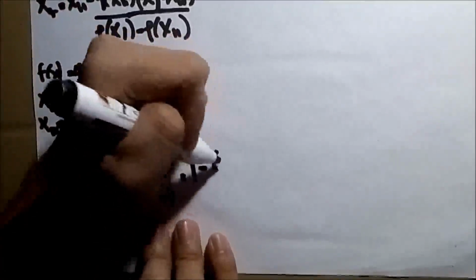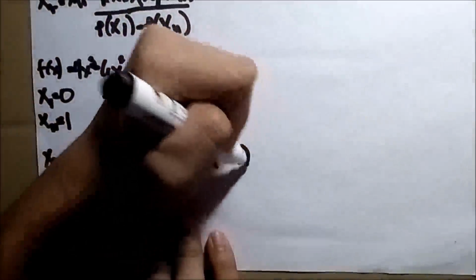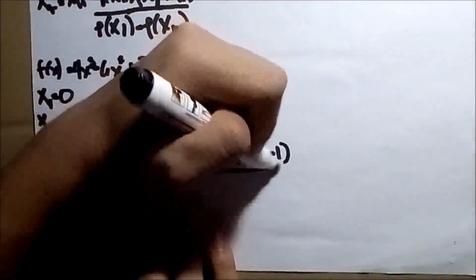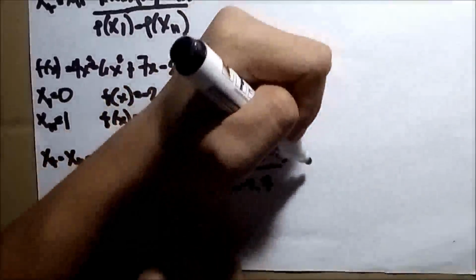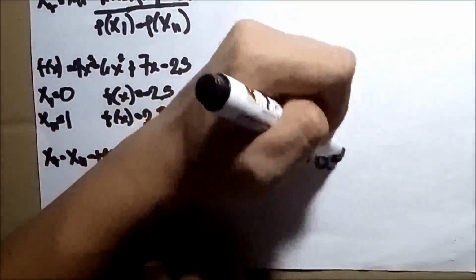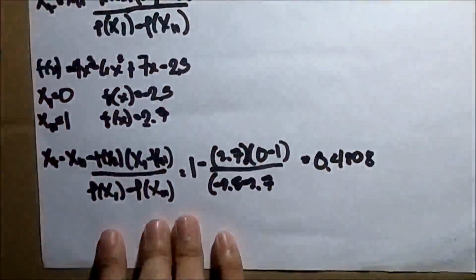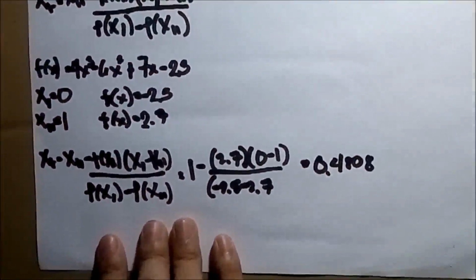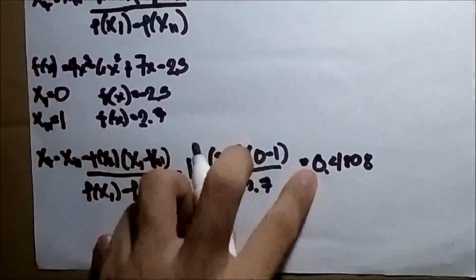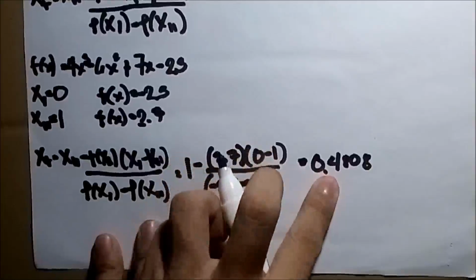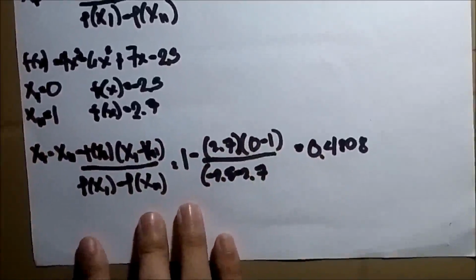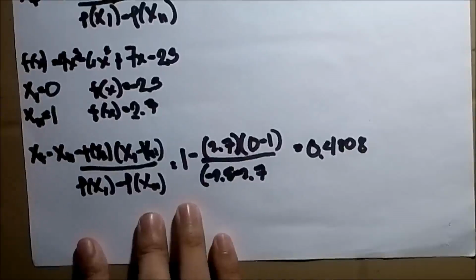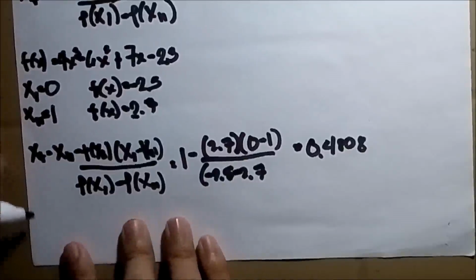1 minus 2.7 times (0 minus 1) over negative 2.3 minus 2.7. The answer will be 0.4808. This means that the real root may be between 0 and 0.4808 or 0.4808 and 1. To determine if the real root is at the interval 0 and 0.4808, we must multiply its functions.